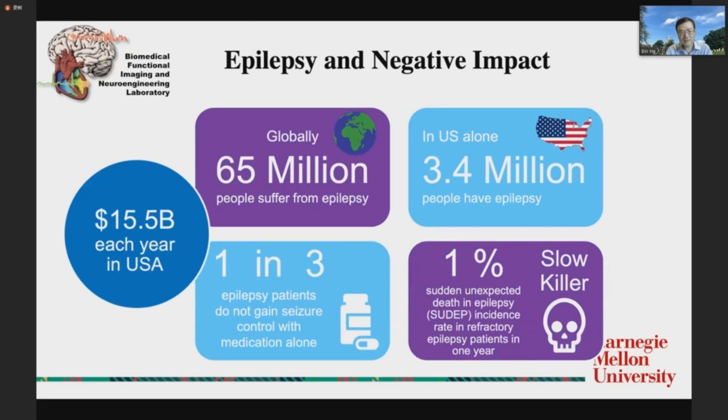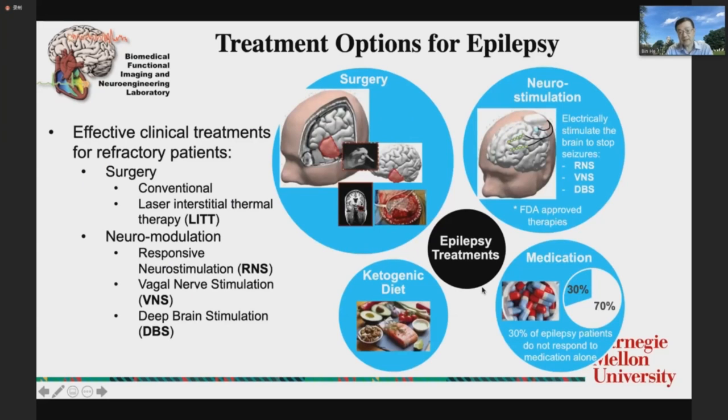In the world, there are more than 65 million people suffering from epilepsy. One out of three epilepsy patients cannot be treated by medication alone. Therefore, we have to do something. If you cannot treat with drugs, and if you can find out where the seizure comes from and safely remove the seizure-generating tissue, surgical removal is one of the clinical options, or neuromodulation. Regardless, we need to find out where the seizure comes from.